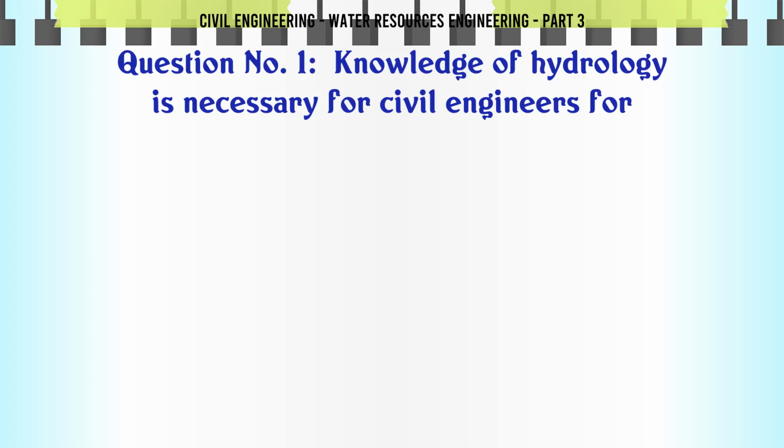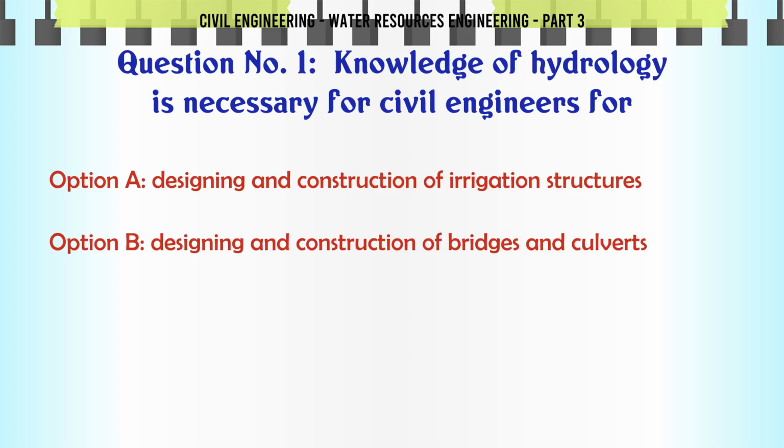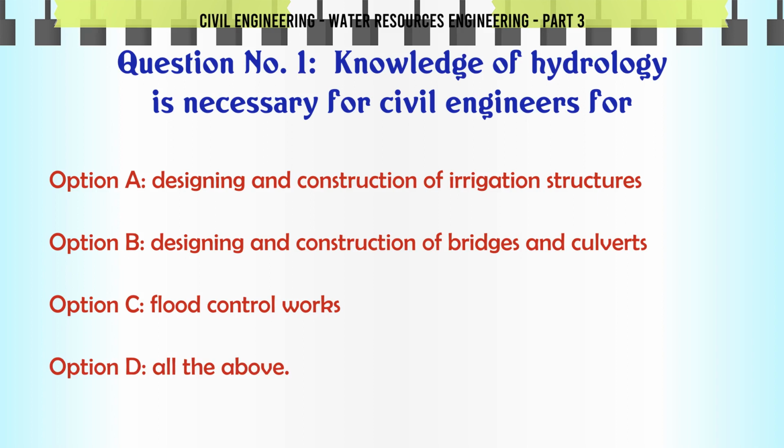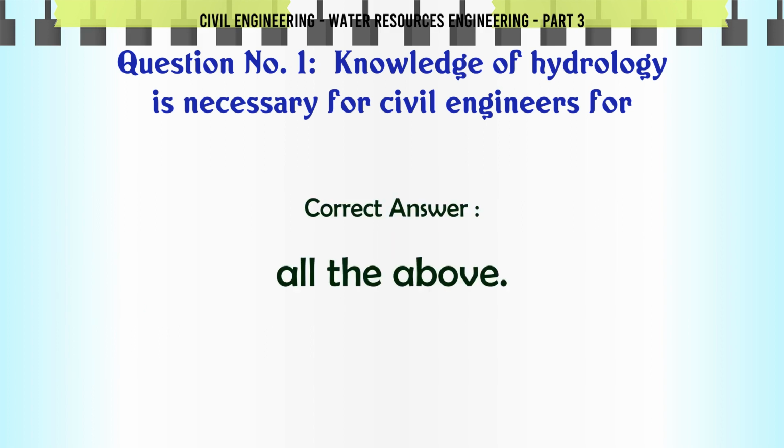Knowledge of hydrology is necessary for civil engineers for: A. Designing and construction of irrigation structures. B. Designing and construction of bridges and culverts. C. Flood control works. D. All the above. The correct answer is all the above.